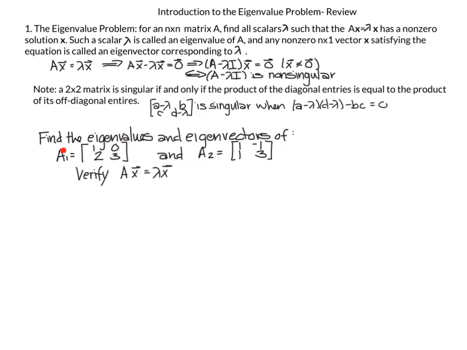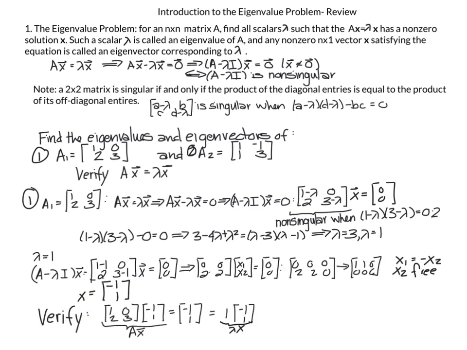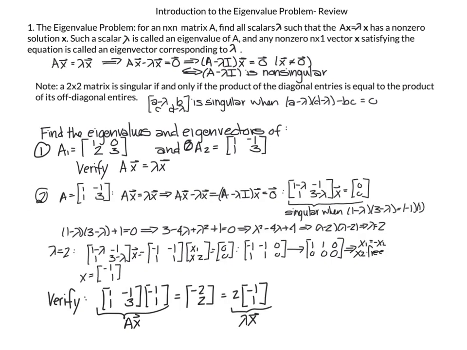For review, I have 2 matrices for you: find the eigenvectors and eigenvalues of the first matrix, and also the eigenvalues and eigenvectors of the second matrix. And also just verify this calculation. Once you find the eigenvalues and eigenvectors, verify that Ax is equal to lambda x. Here is the solution for the first problem for the first eigenvalue, and the solution for the first problem for the second eigenvalue. And here's the solution for the second problem. There is only one eigenvalue.